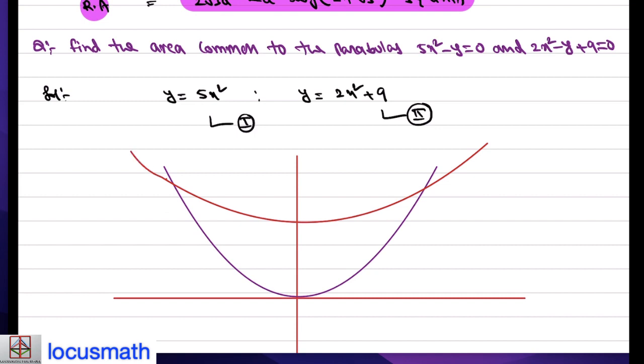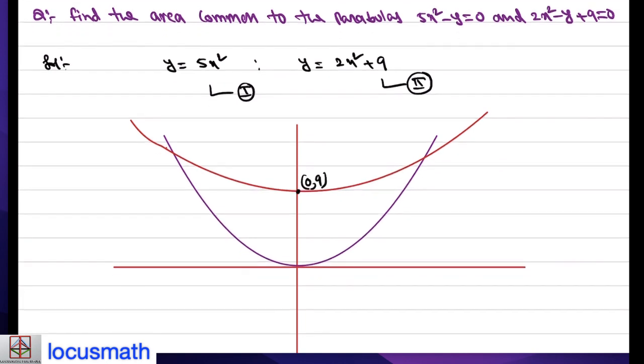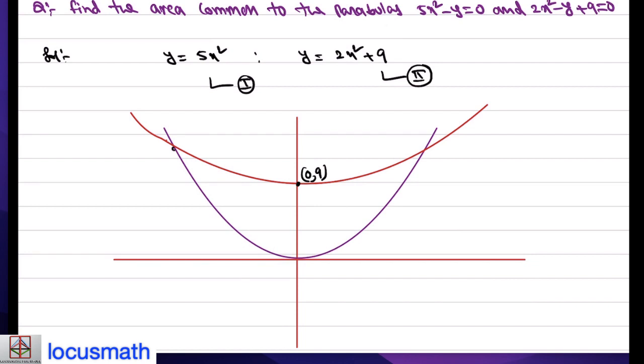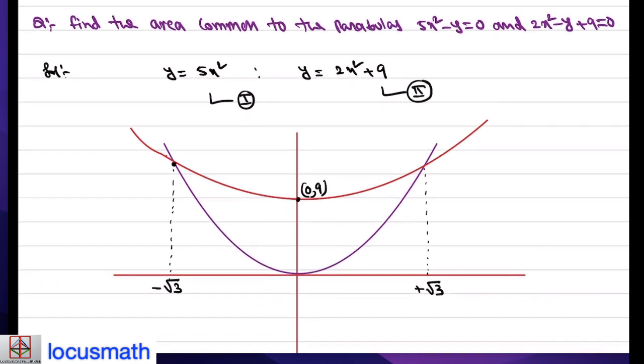So this is the second parabola. Where this parabola intersects the y-axis is 0 comma 9, and this point is the x coordinate of the point of intersection. This is minus root 3. This one is plus root 3. So now the question is the area common to these two parabolas.